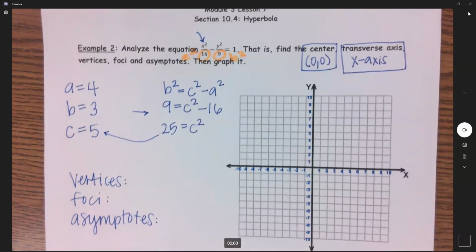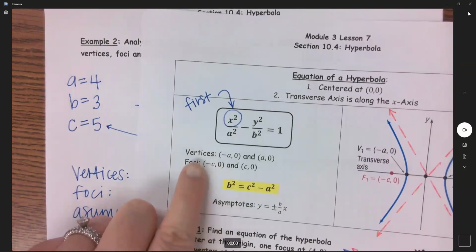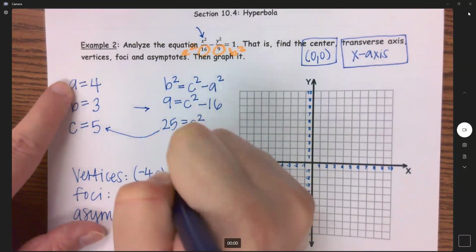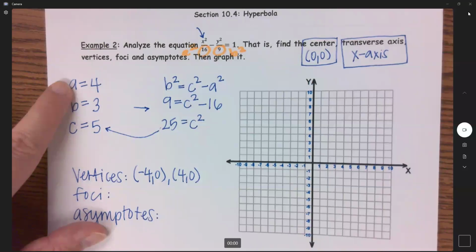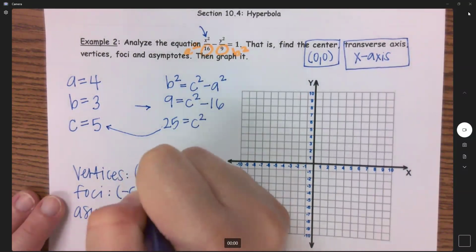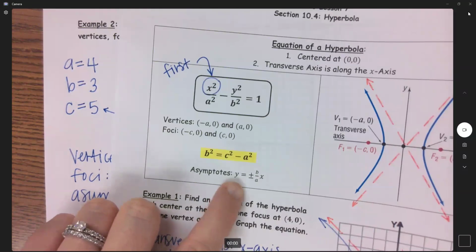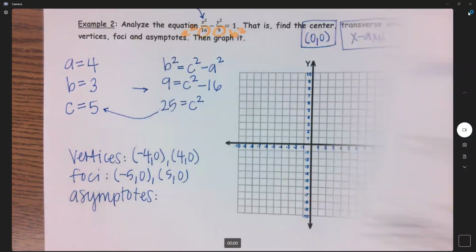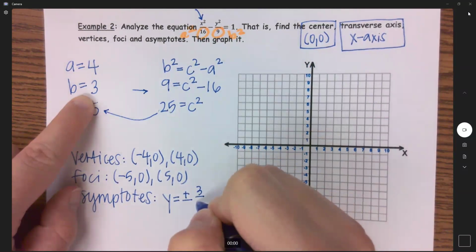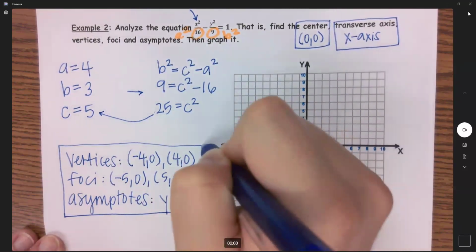Okay. If you have your spiral opened up, you can look on that left page, and we have all of that information right here. My vertices are negative a comma 0 and a comma 0. So we have negative 4, 0, and 4, 0. My foci are negative c, 0 and c, 0. So negative 5, 0, and 5, 0. And then my asymptote is y equals plus or minus b over a x. So we get y equals plus or minus b is 3, a is 4, x. Those are the 5 pieces of information it needed.